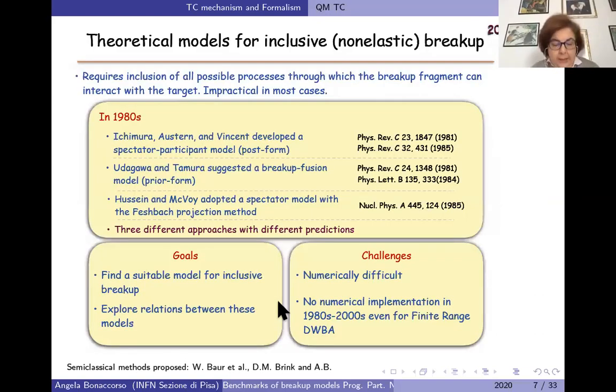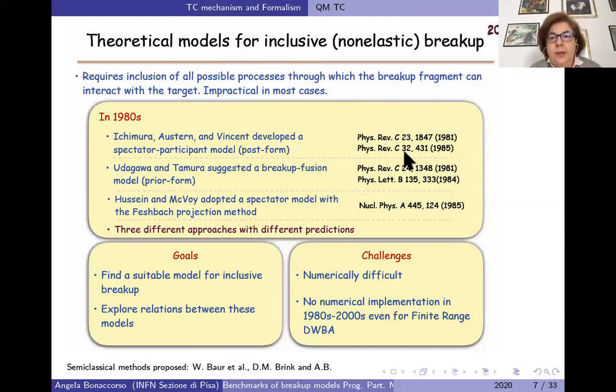So first of all, I will tell you about Jean's model. Jean's model is a very sophisticated implementation of something which in the 80s was implemented theoretically by Chimura, Aston, and Vincent in these papers.